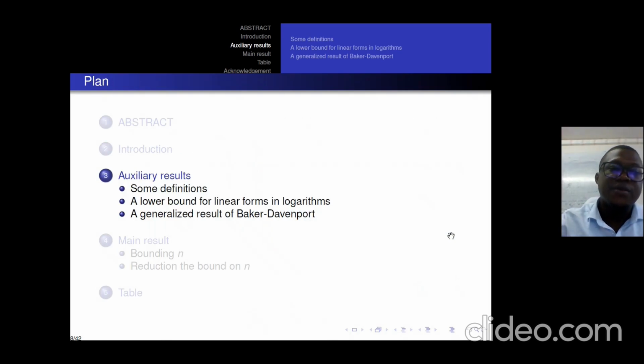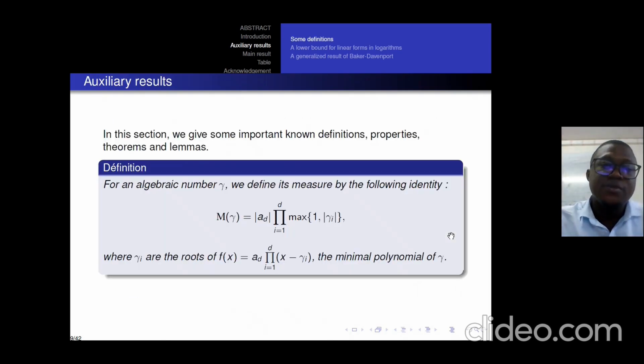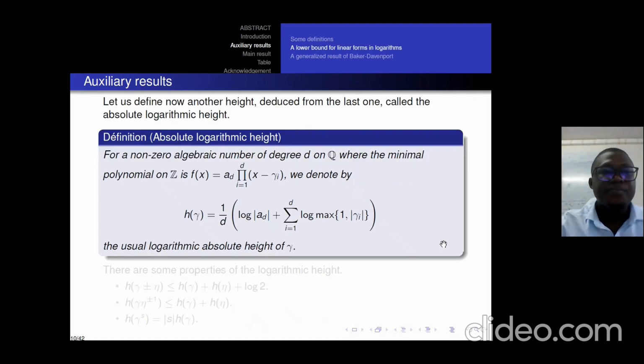In the auxiliary results section, we give some important known definitions, properties, theorems, and lemmas. We know that for an algebraic number gamma, we define its height by the following identity, where the gamma_i are the roots of f(x) = a_d product from i = 1 to d of (x - gamma_i), the minimal polynomial of gamma. Let us define another height deduced from the last one, called the absolute logarithmic height, which is defined like this.